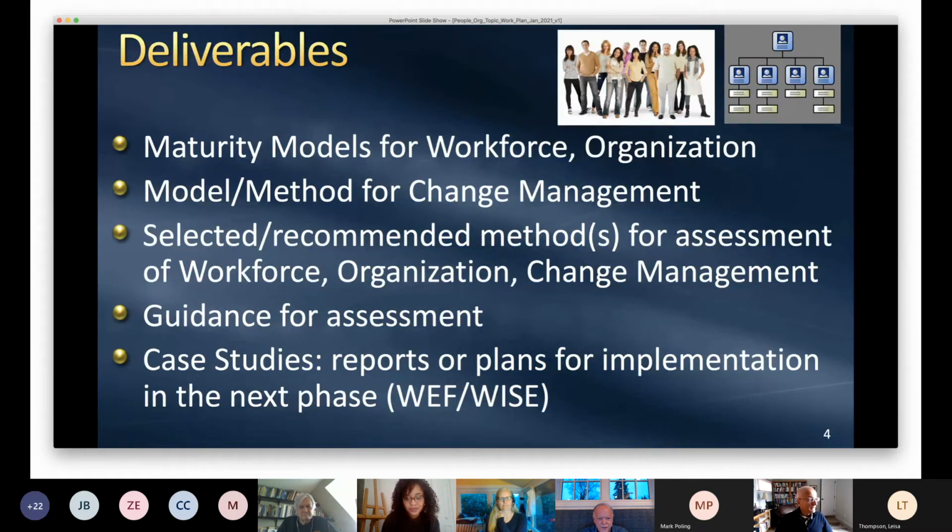So the deliverables that we're working on are the maturity models for workforce and organization. Then after that, also a method for change management that takes these maturity models into account, and then select recommended methods for assessment of workforce, organization and change management, and produce guidance for assessment. And then ultimately, we would love to have case studies where people are actually implementing, and reports on the plans or the implementations.